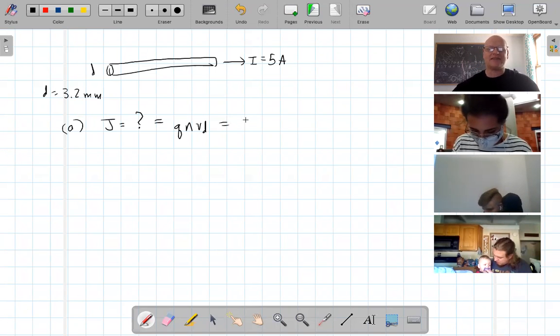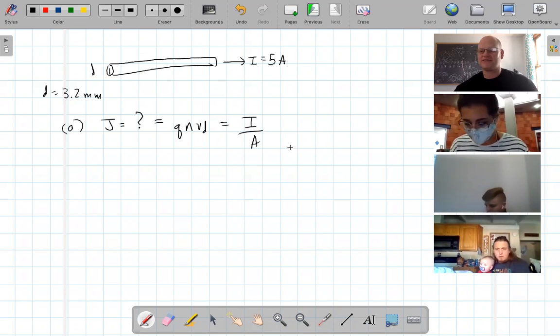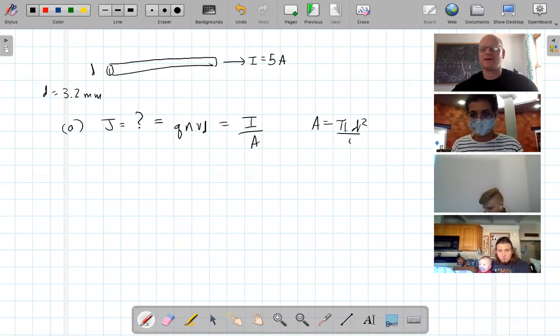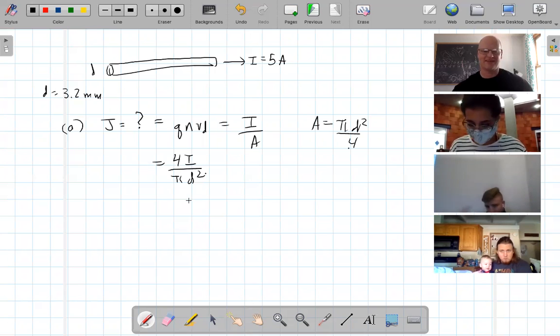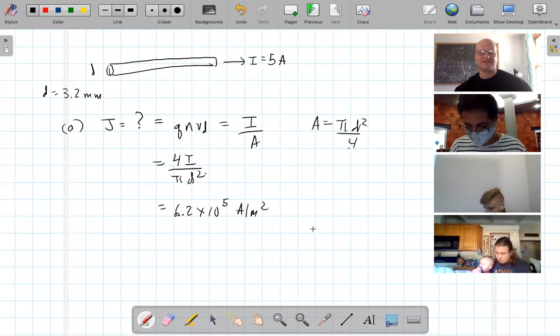But the other thing we know is that current density is simply equal to the current divided by the cross-sectional area. In this case, we know the current, and we know the cross-sectional area since we know the diameter. The cross-sectional area is just pi times the diameter squared divided by 4. So then we can solve for the current density: it is 4 times the current divided by pi times the diameter squared. Plugging in our numbers, this works out to be about 6.2 times 10 to the 5th amps per meter squared. So this is our current density.